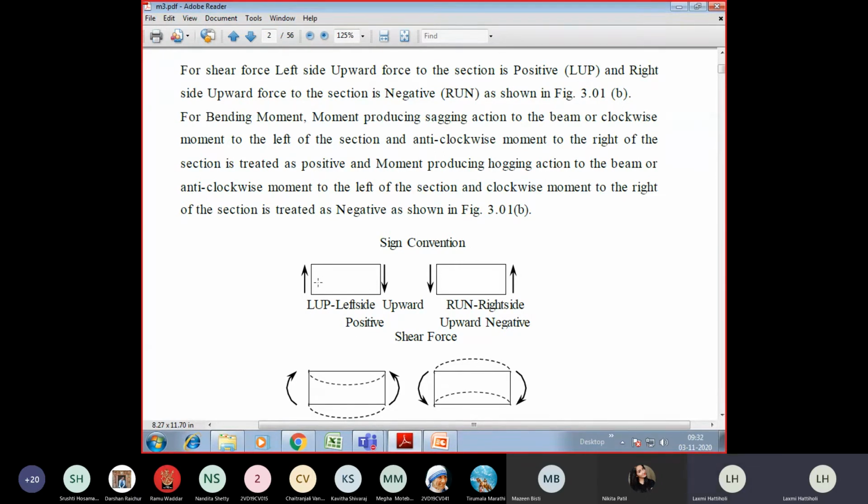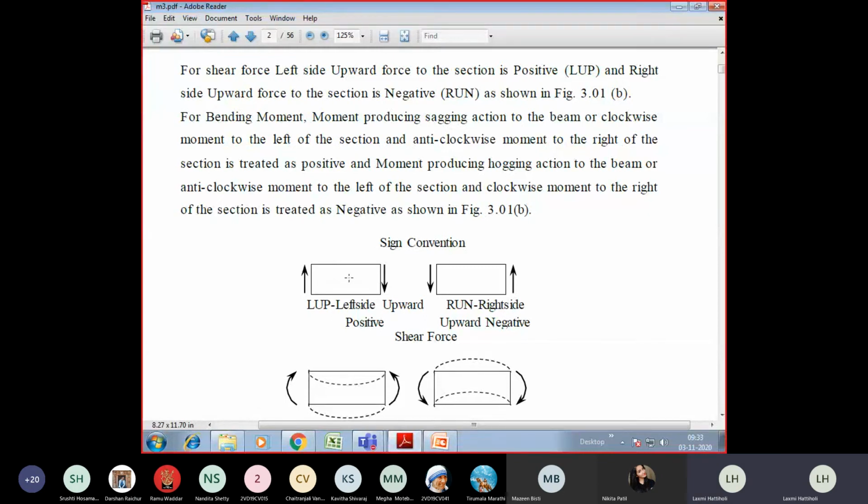Have you understood this? Where is your left side upward positive? This is the left upward, right? So this force will be positive. And what about the other force? The other force is right side downward. What is the right side downward? Right side downward is negative. RUN, run. What is the meaning of run? Right side upward is negative, right? Now, just observe this block. Let me repeat this once again.